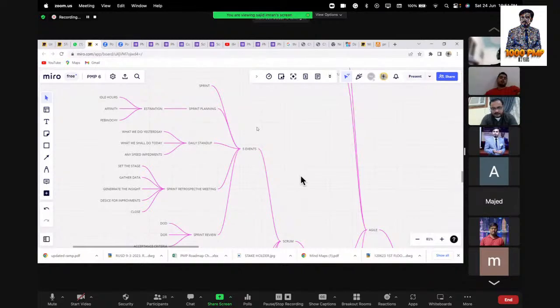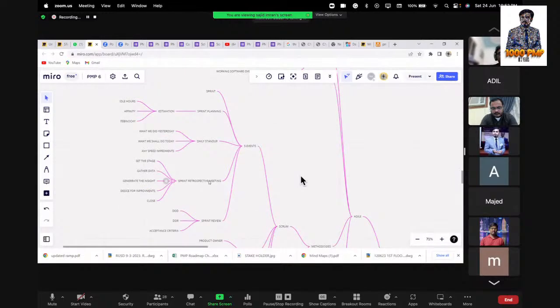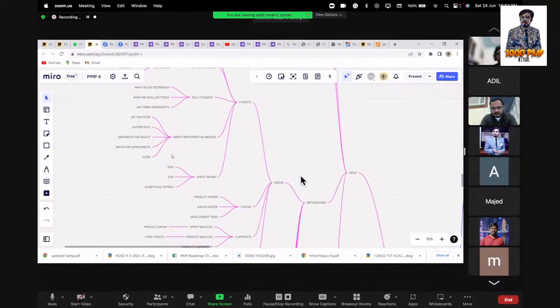Under sprint planning, you do the estimation. For daily stand-up, we do 3 things: what did you do yesterday, today, and what are the impediments? Sprint retrospective, you set the stage, you gather data, generate insights, decide for improvement and close. In sprint review, you review your sprint under the light of definition of done, definition of ready, and acceptance criteria.